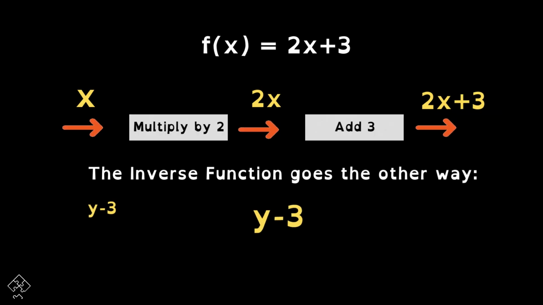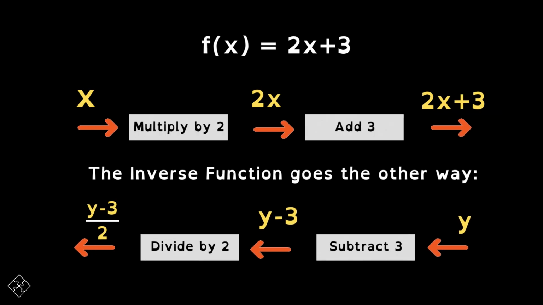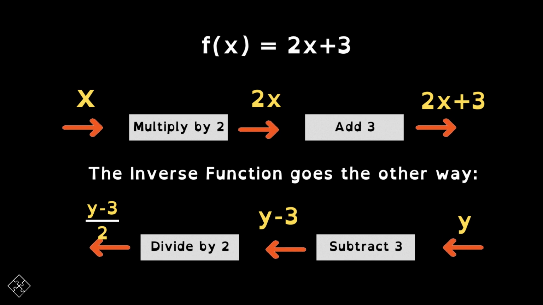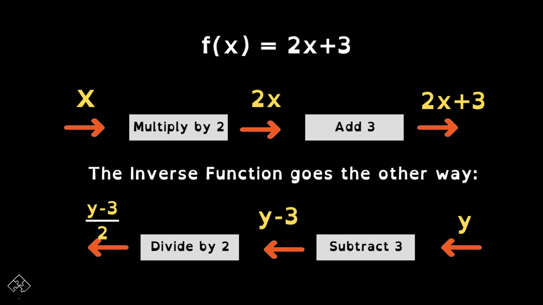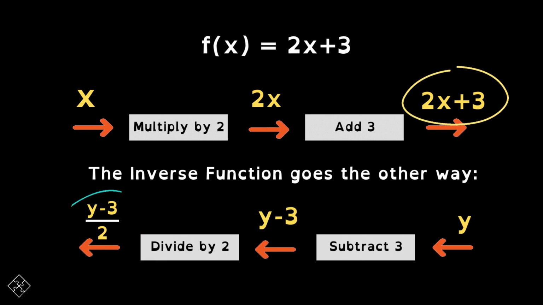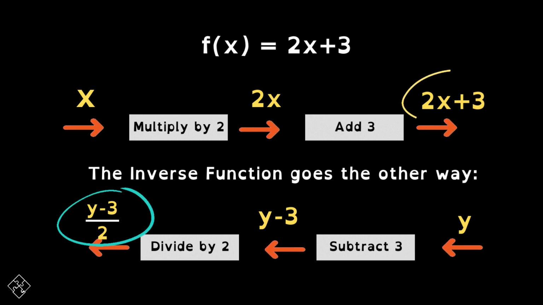Una, meron tayong y. Since kanina nag-add tayo, ngayon magsusubtract muna tayo ng 3. Kaya siya naging y minus 3. After that, ang kabaligtaran ng multiplication ay division. So we will divide by 2. So we have y minus 3 over 2. So ang inverse function of 2x plus 3 is y minus 3 over 2.